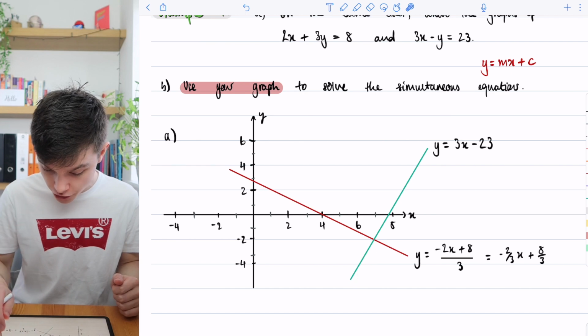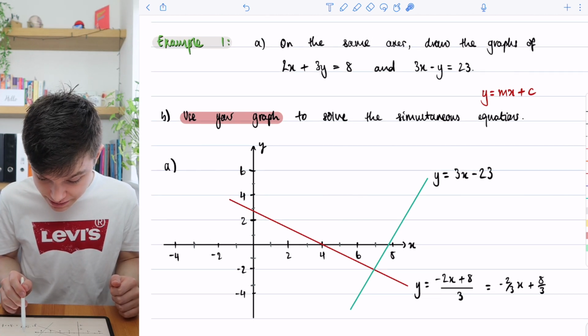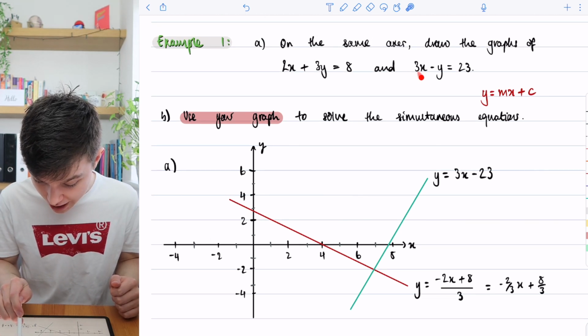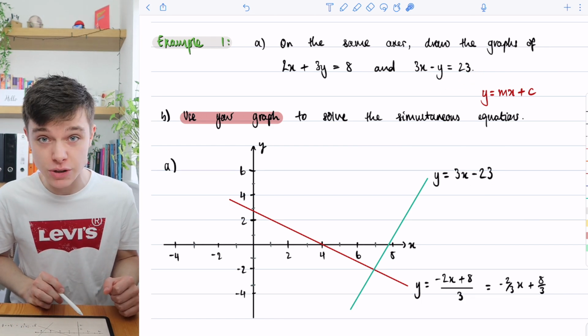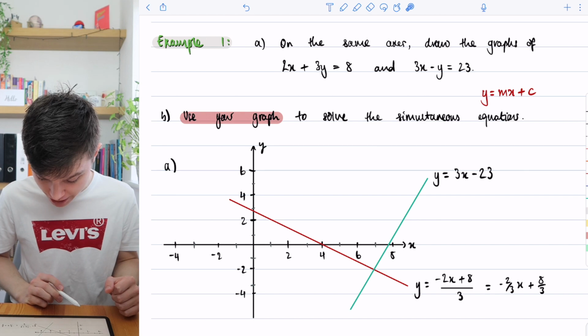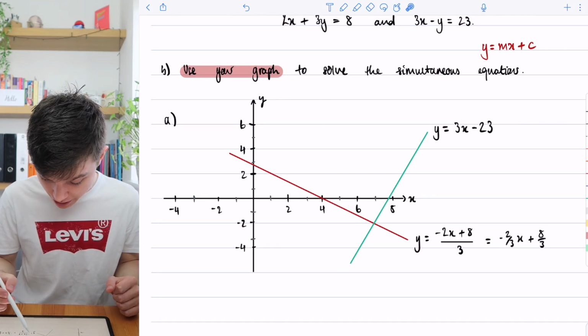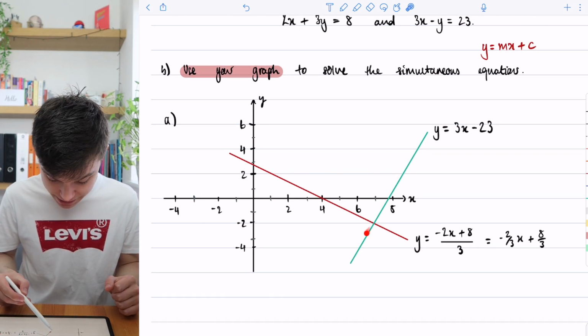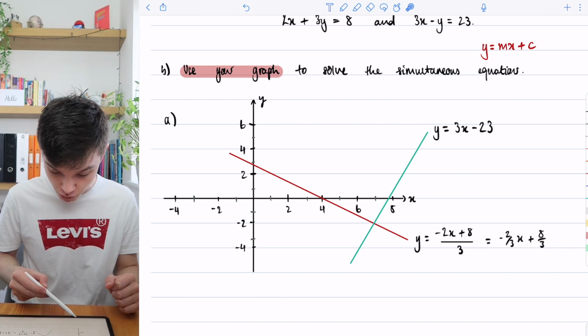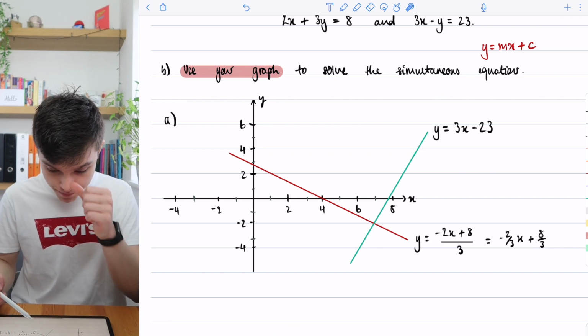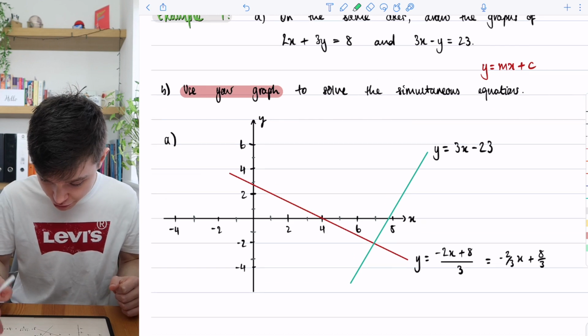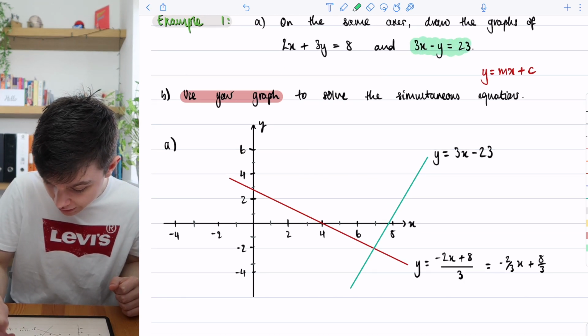This is the first one, and we can see that, oh no, it's the second one actually, because I've minused 23 from both sides and added y to get it in this form here. And we can see then it's got a gradient of 3 and a y-intercept all the way down here somewhere of minus 23. So that is this one. We can highlight that like that.